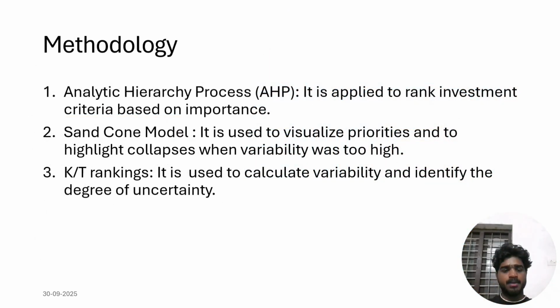Basically, there are three methodologies used in this research paper. The first one is the analytic hierarchy process. It is applied to rank investment criteria based on importance. The second one is the Sancon model. It is used to visualize priorities and to highlight collapses when variability is too high. The last one is knowledge and technology rankings. It is used to calculate variability and identify the degree of uncertainty.